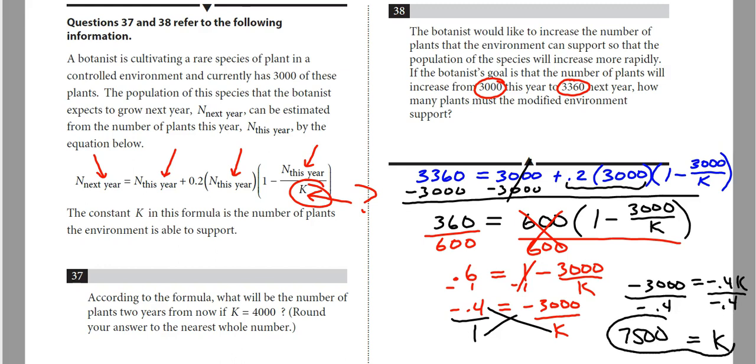So if I want to be able to increase all the way up to 3,360 in 1 year, right now our capacity was only 4,000. I need to bump that up to 7,500 and I'll be able to grow a little bit faster.